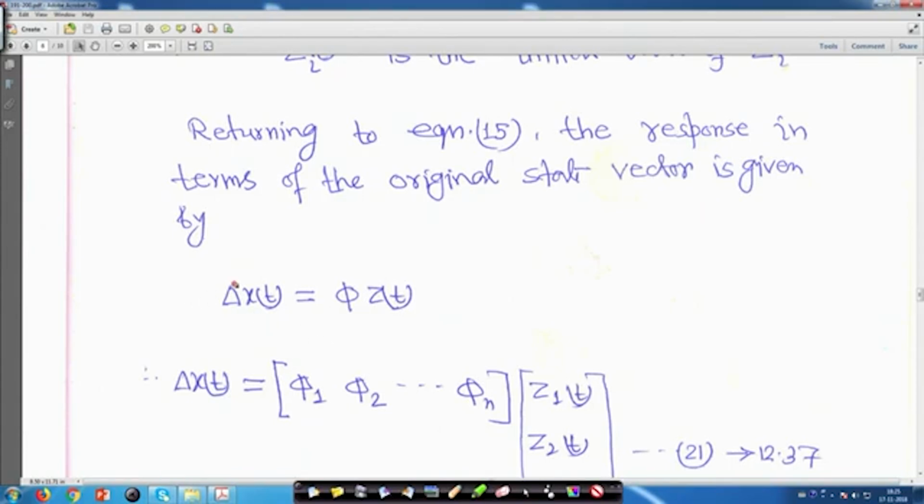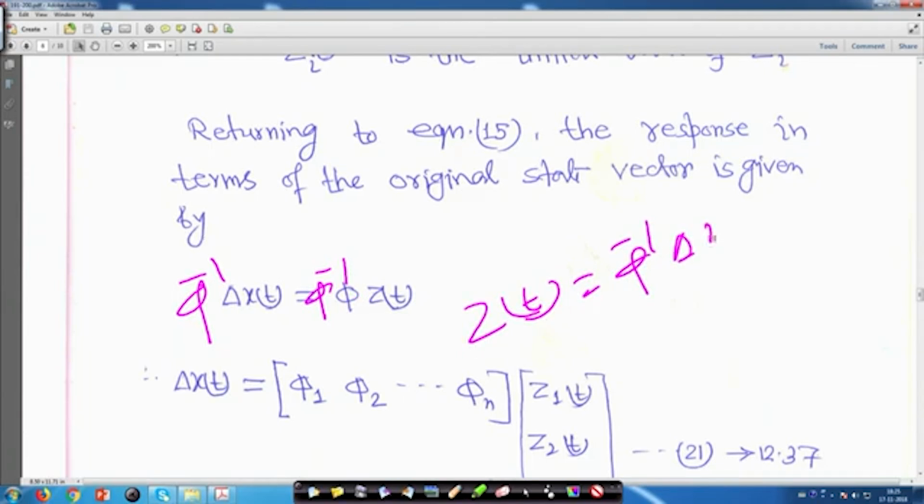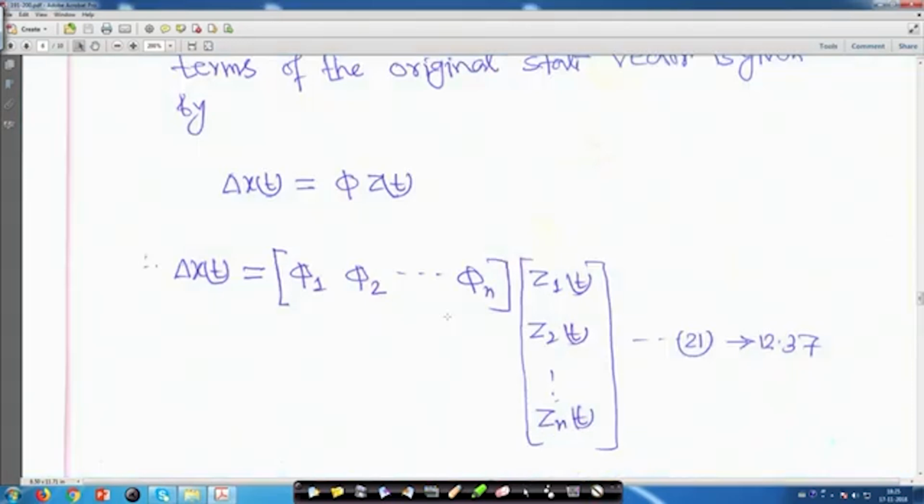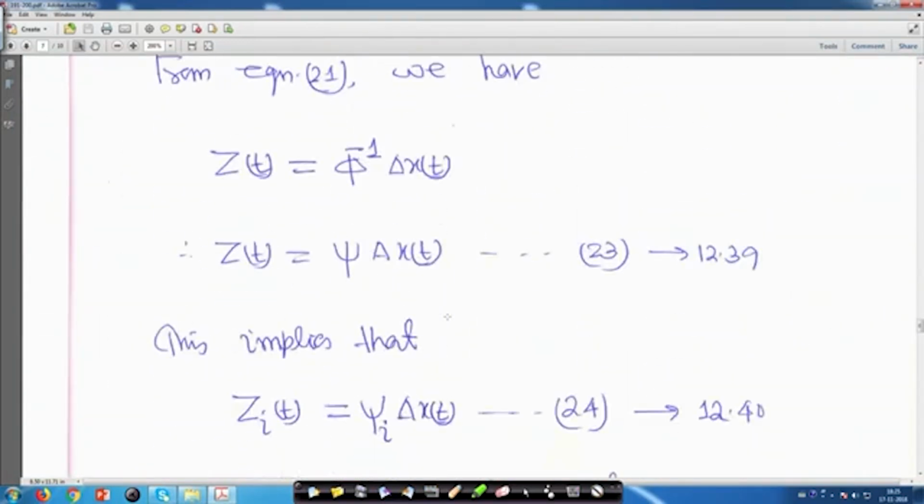If you multiply both sides of this equation by phi inverse, and phi inverse phi is the identity matrix, that means z t is equal to phi inverse delta x t. That is what we are writing here. So z t is equal to phi inverse delta x t, but we know that phi psi is equal to the identity matrix. So phi inverse is equal to psi.